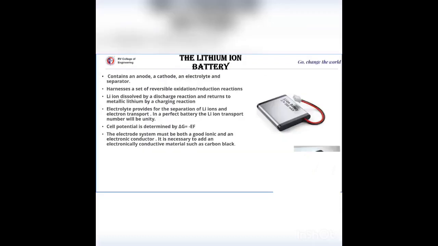Now, coming to a lithium ion battery, it contains a separator, an electrolyte, a cathode, and an anode. It utilizes a number of reversible oxidation and reduction processes. A discharge event disperses lithium ions, and a charging reaction transforms them back into metallic lithium. Lithium ions and electron transport are separated by an electrolyte. The lithium ion transport number in a perfect battery will be 1. Both an excellent ionic and electronic conductor are required for the electrode system.